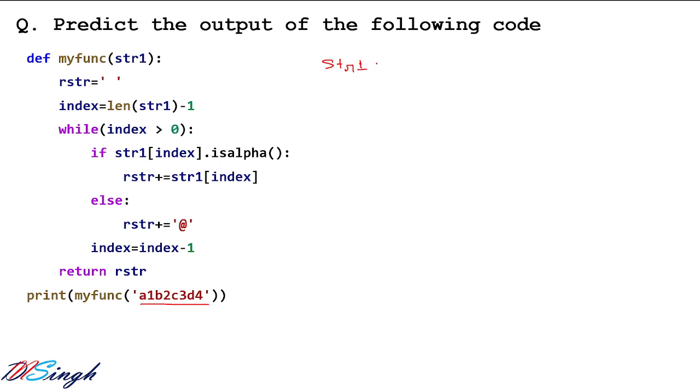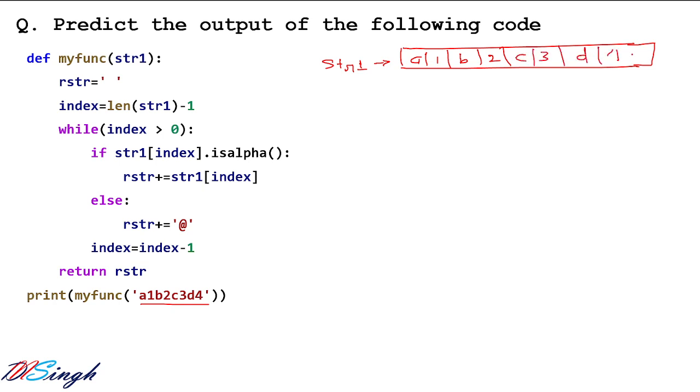In str1, if you closely observe, this string is assigned like a1 b2 c3 d4. What is the index? 0 1 2 3 4 5 6 7. Okay, 6 7. Now you see what is the length of this str1. Length of str1 is what? 8. How come I know?